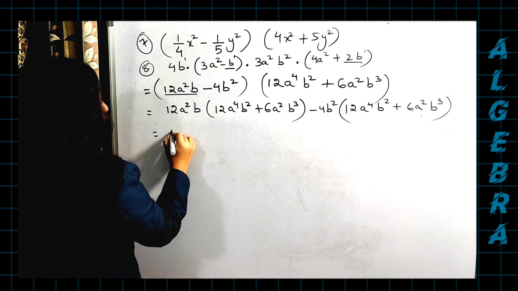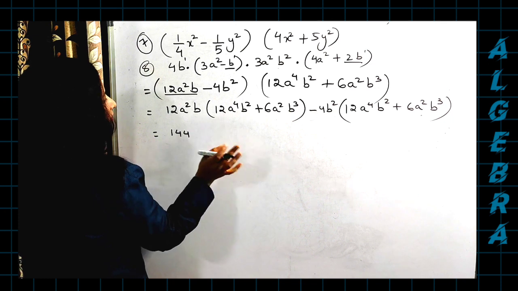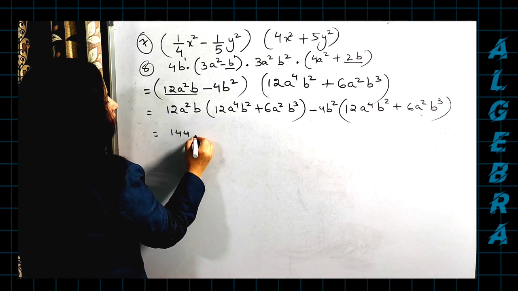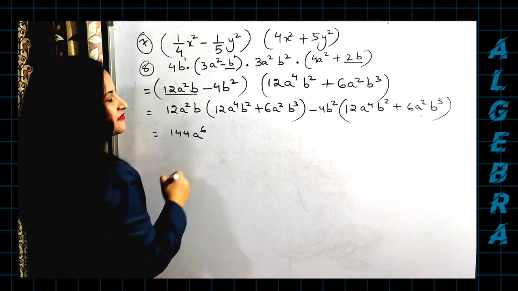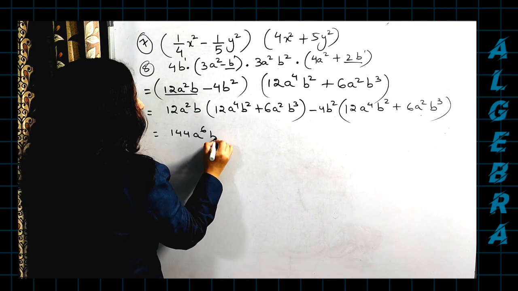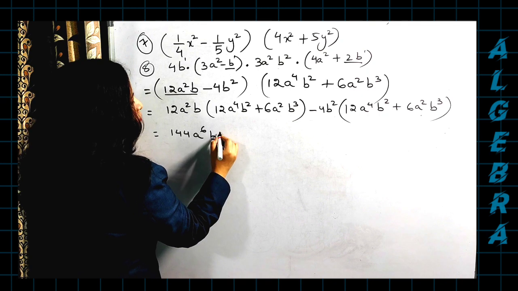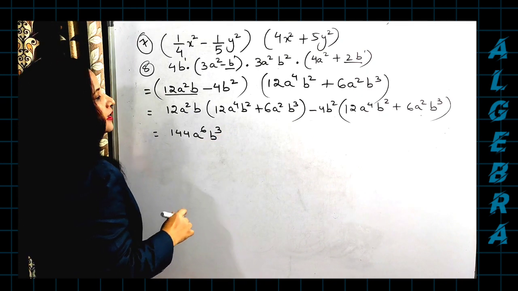12 12s are 144. Number part multiplied. Both are plus only, no need of any confusion. Here a is having power 2, here a is having power 4, so a to the power of 6. Here b is having power 1 and here b is having power 2, so what is the power? 3. This part is over.